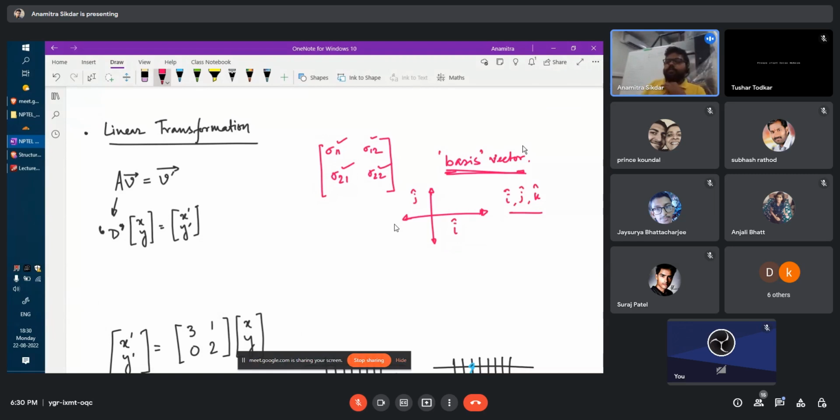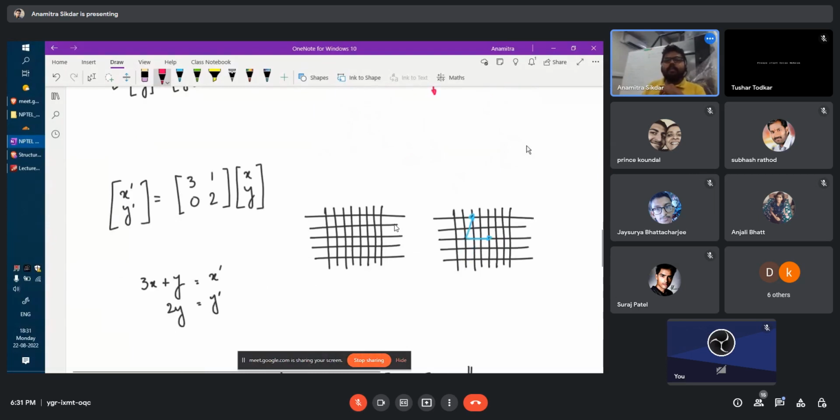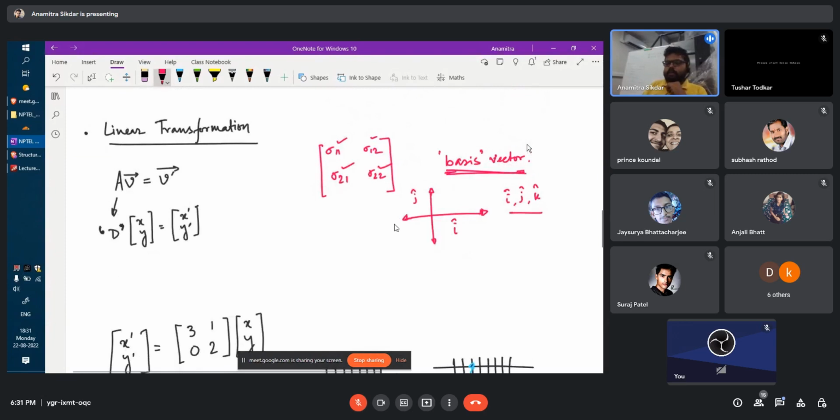So what happens is that if you have a matrix like this, and you have a D matrix, which suppose has values 3, 0, 1, 2, and we want to go from the initial configuration to the final configuration after the deformation, how to represent that?